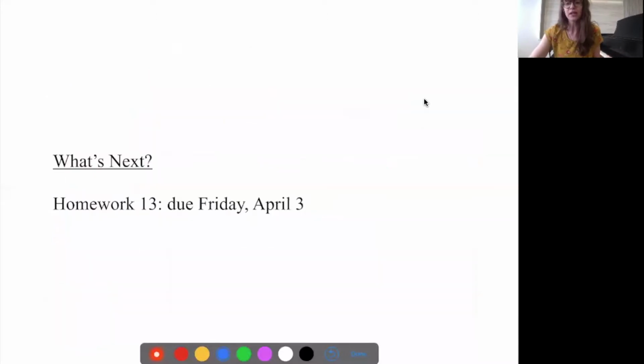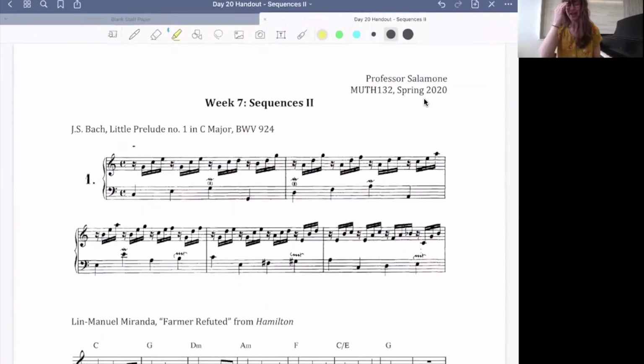Really quick before we jump into today, homework 13, which is entirely analysis based, there's no part writing, yay, is due on Friday, April 3rd. Like I said, all deadlines are soft, but please try and keep up with these so that you don't find yourself scrambling at the end of April to do 15 homework assignments and listen to all of my lectures all at once. My voice gets really annoying after probably 2. So with that in mind, let's go ahead and hop over to your handout.